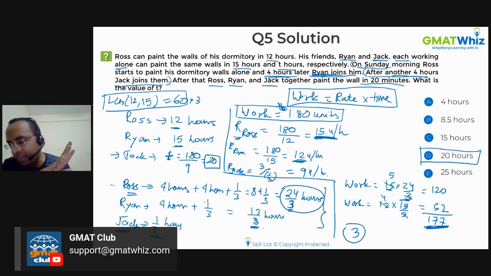Rohit, you can take 60, but now I hope you have understood why I did not take 60, because I know somewhere along the line I'll have to cancel it with a 3 because there's a denominator with 3. So I took it as 180.